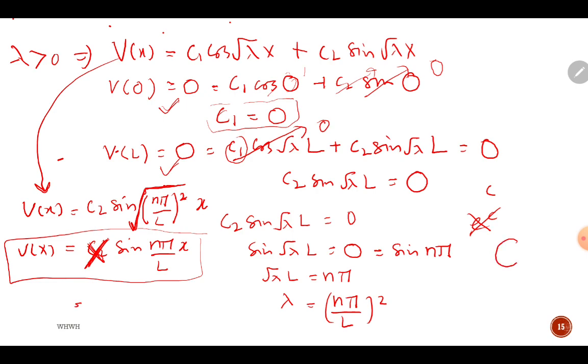So as of now you can write C2 sin n pi x over L, ataupun you can just write sin n pi over L x. C nanti kita akan replace it with another constant. Okay, that we will discuss later. Alright, so clear everyone for lambda more than 0. Now let's proceed for lambda equals to 0.